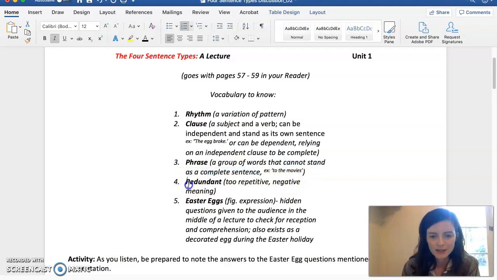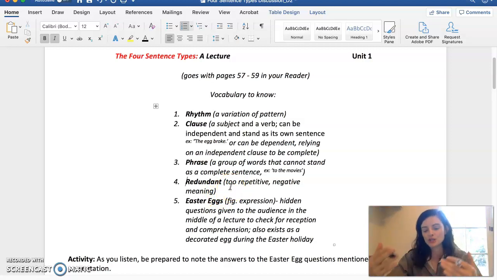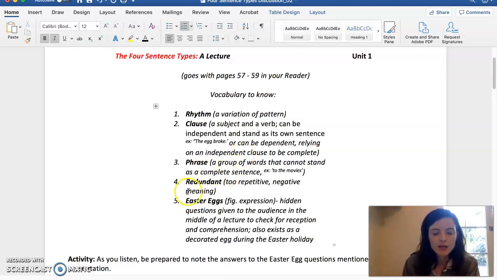Number 4, redundant, which means too repetitive. It does have a negative meaning. So there's too much repetition, too much continuing on and on and on without any variation. Redundant. Number 5, a concept to know, is Easter eggs.